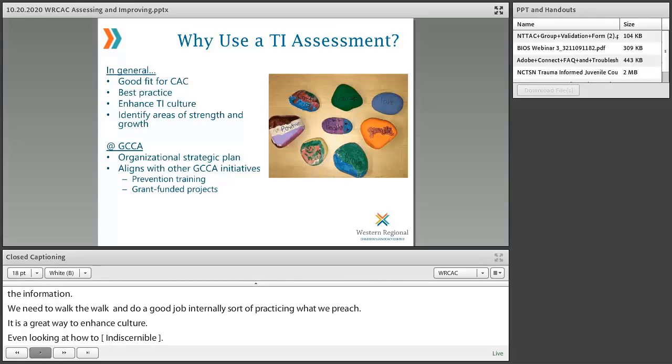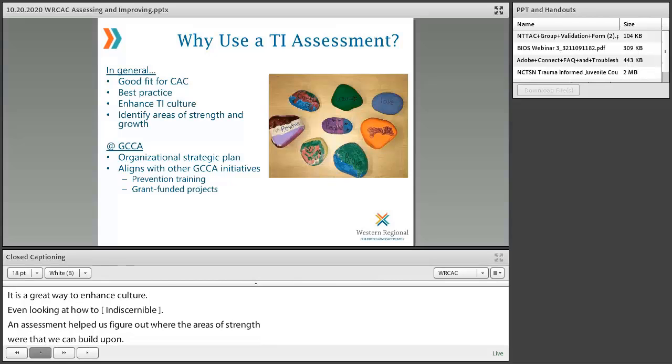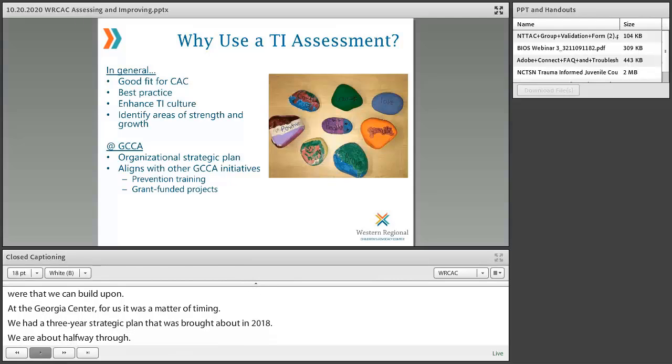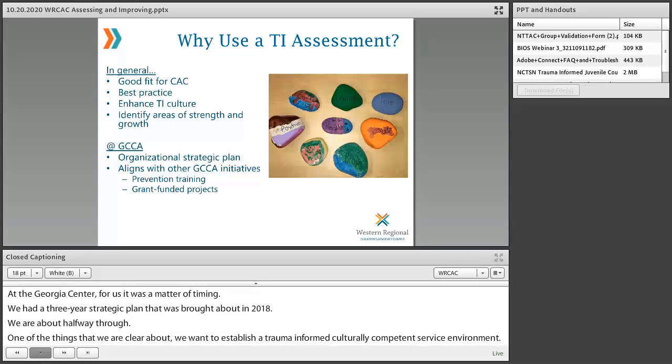And then specifically at the Georgia Center at GCCA, for us it was a matter of timing. We had a 3-year strategic plan that came about in 2018, so we're about halfway through. And one of the things that our strategic plan was very clear about was that we wanted to establish a trauma-informed, culturally competent service environment. That was put forth by our CEO as well as our board of directors. So having leadership buy-in on anything like this is really important.